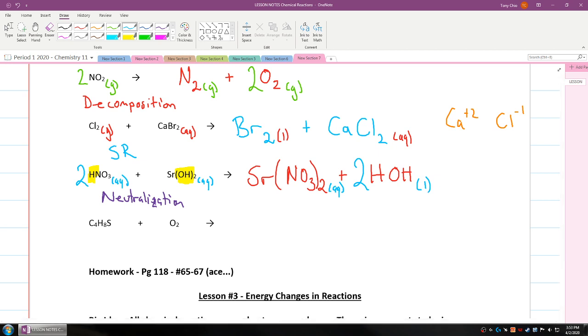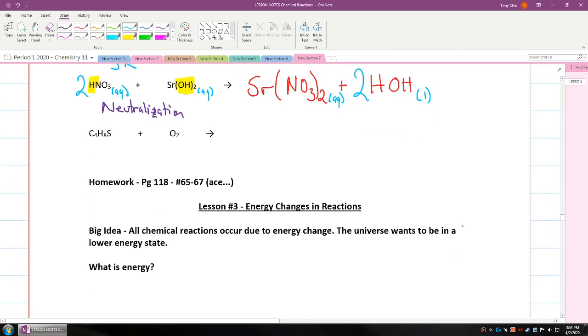So, if you could pause the video at any time, we could work on the last example, and then this lesson is going to be done. Now, the last example here is C4H8S plus O2. Right away you could notice, hydrocarbon and oxygen. That must form a combustion reaction. And now, a combustion reaction is one in which you always form these 2 products no matter what.